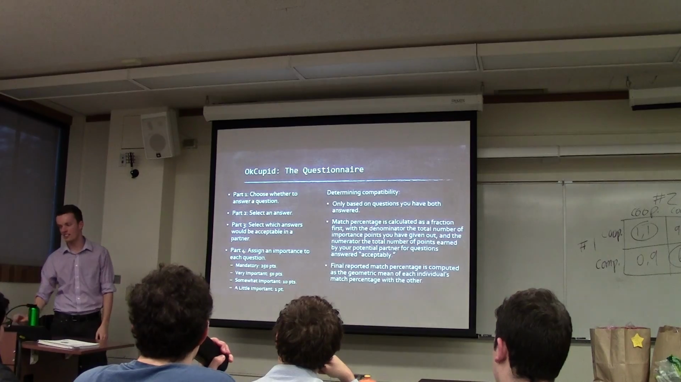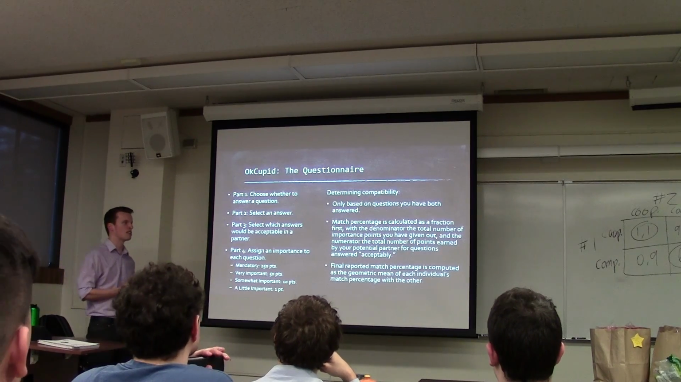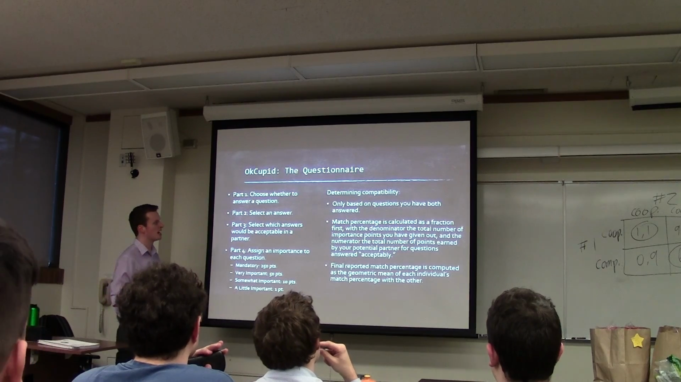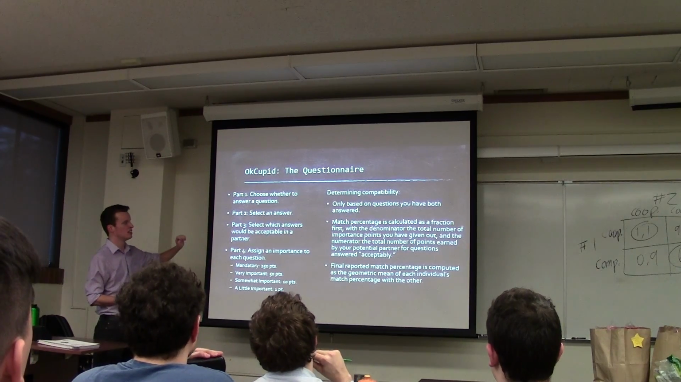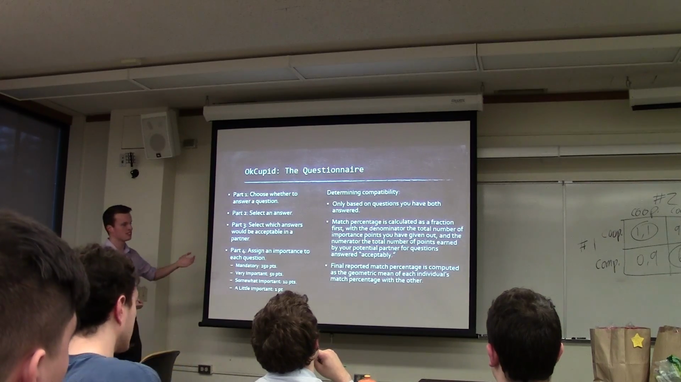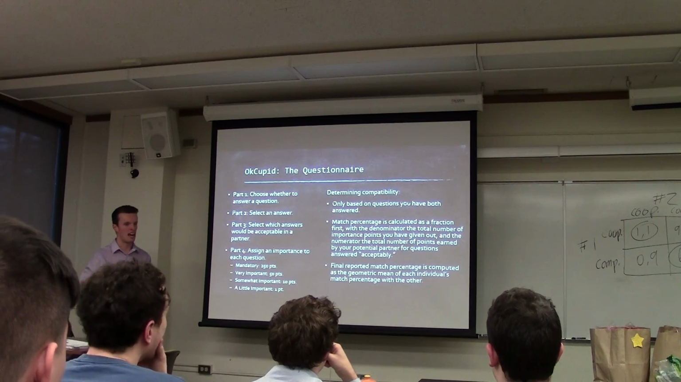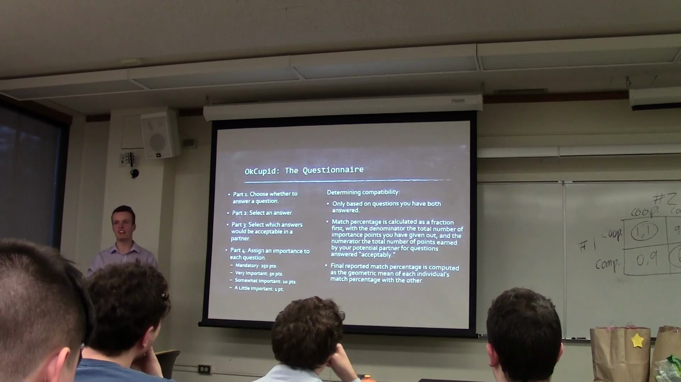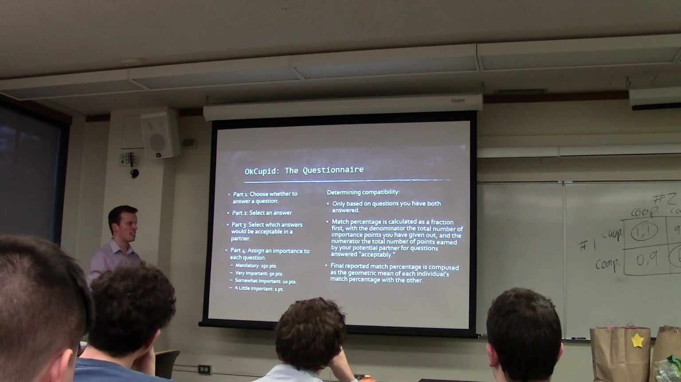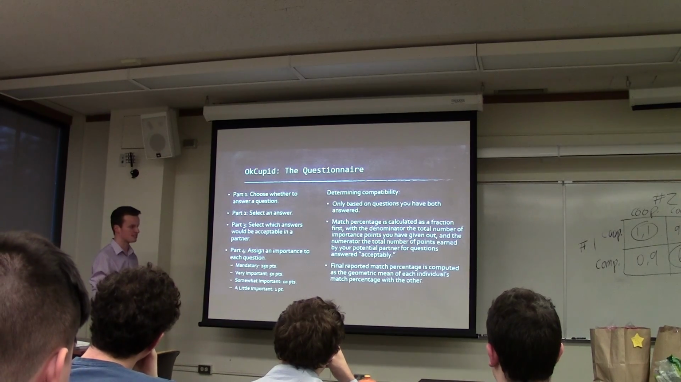All right, so this is how it works. First of all, the compatibility is only based on questions that you both answered. The reason they do that, obviously, is because the algorithm needs to know which answers are acceptable for the other person. Then from there, match percentage is calculated as a fraction, with the total number of points that you've given out on the bottom, and the number of points they've answered correctly on top.